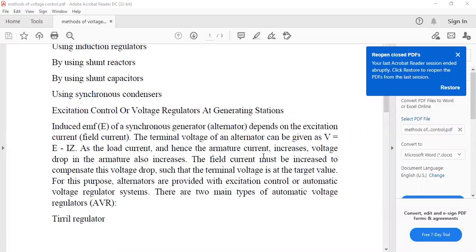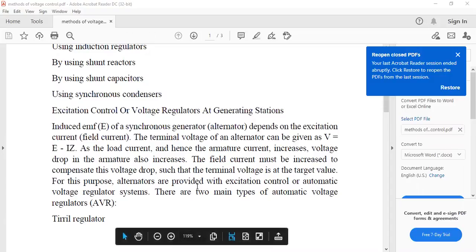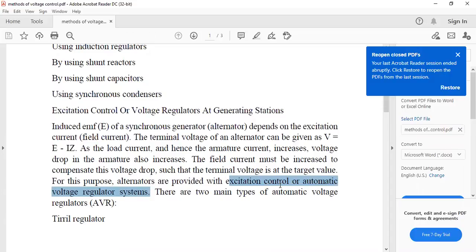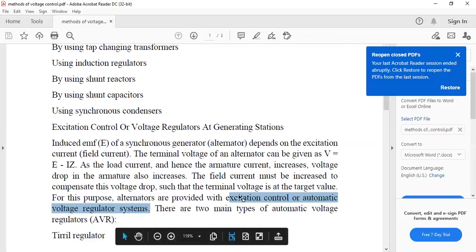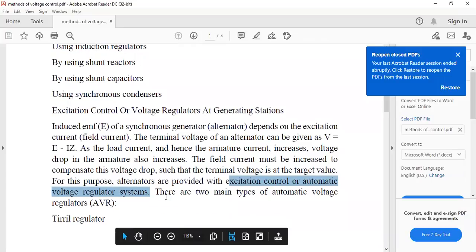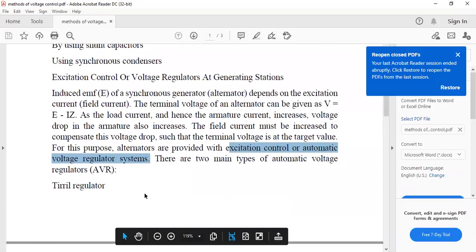To minimize the voltage drop, we are providing alternators with excitation control or an automatic voltage controller. Here, automatic voltage controller, anyone is the same. By providing some excitation, some extra energy to it, we are maintaining the terminal voltage at our target level. There are two types of automatic voltage regulators.